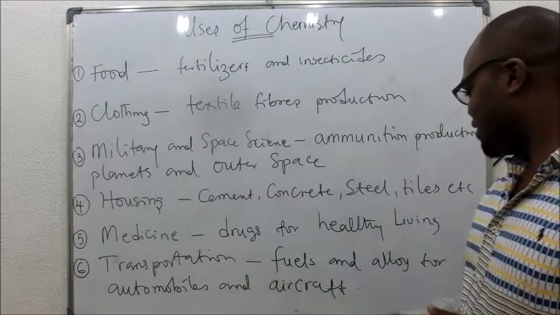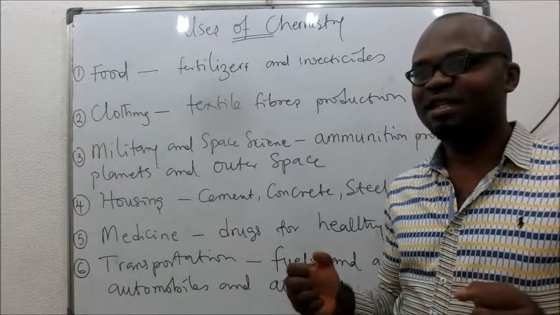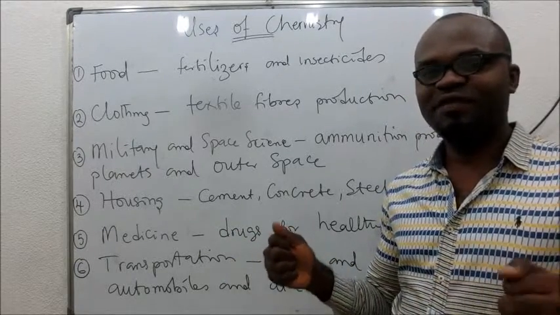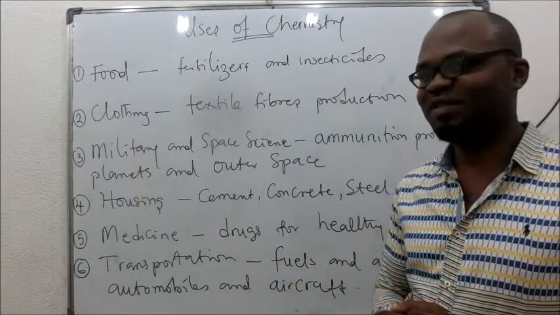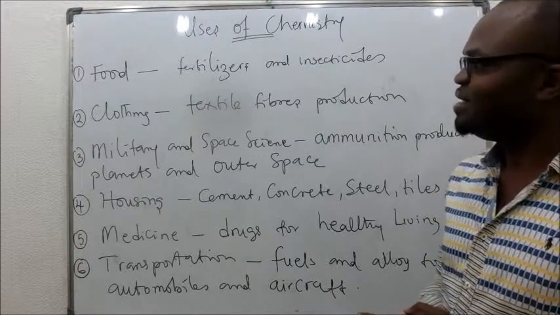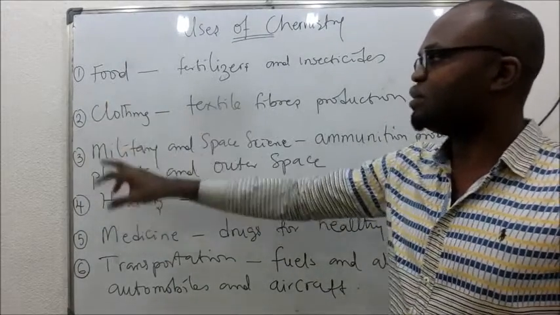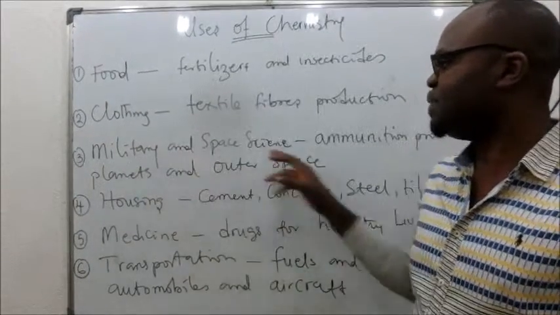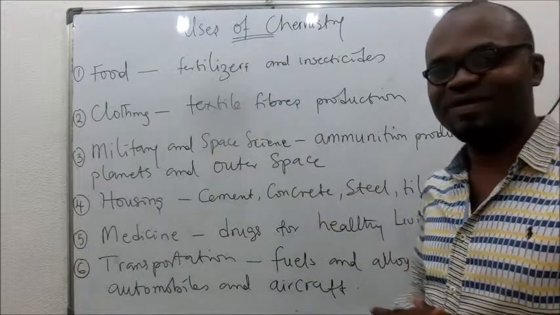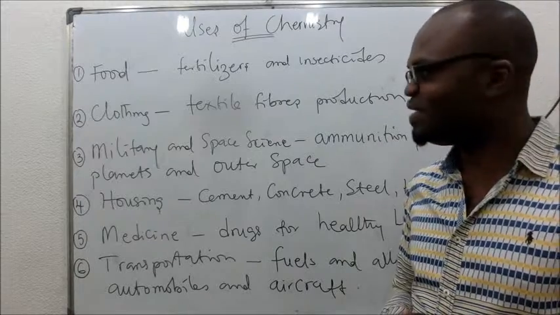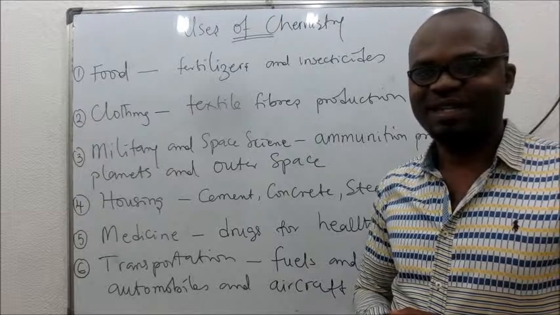So we also need chemistry to produce alloys. An alloy is a combination of metals that can make it very, very effective for use in producing automobiles, because it brings out the best quality in those metals whenever they are combined. So chemistry can be used in all these areas in life: food production, clothing production, military and space science, housing, medicine, and transportation. And that is why we learn chemistry. So chemistry is a very, very important pure science.